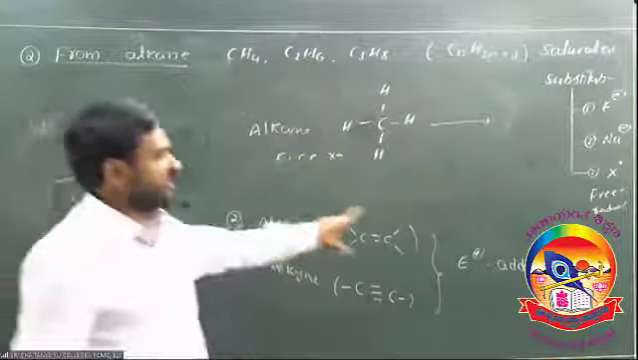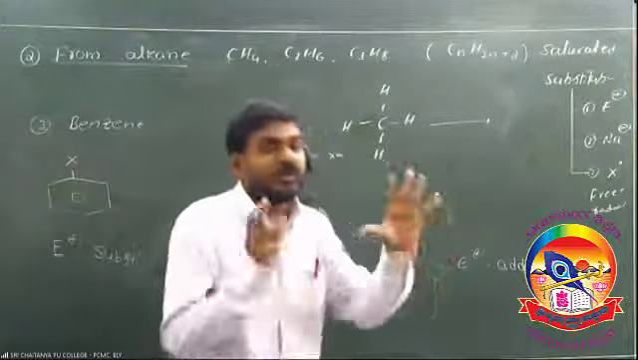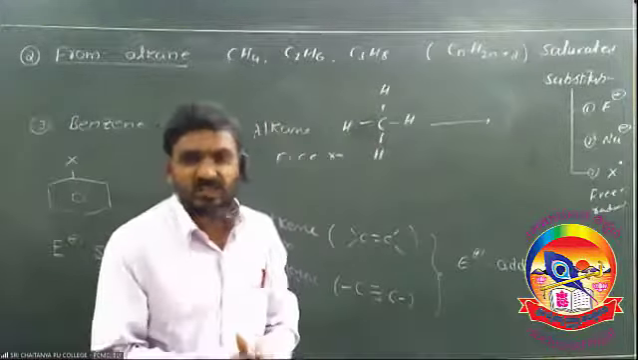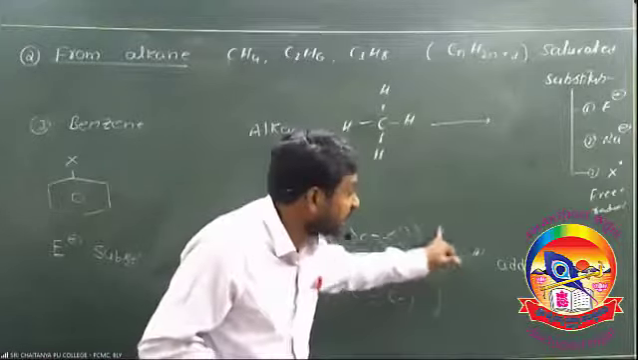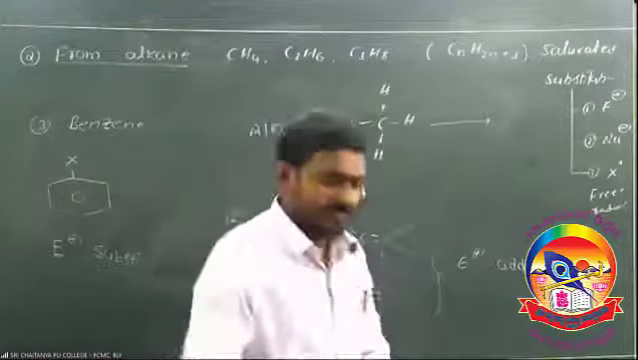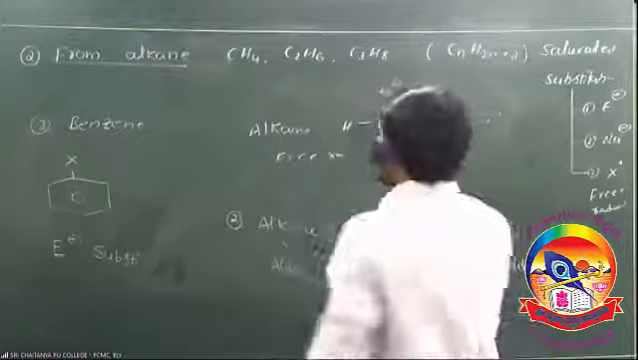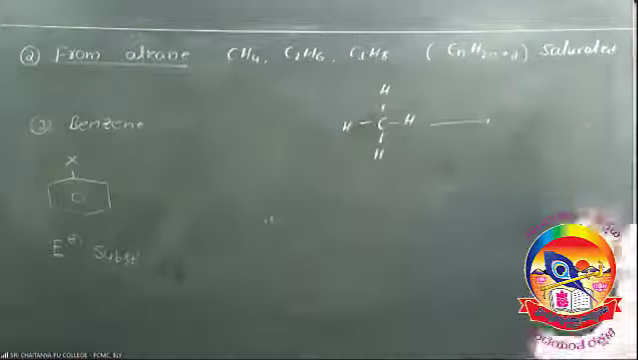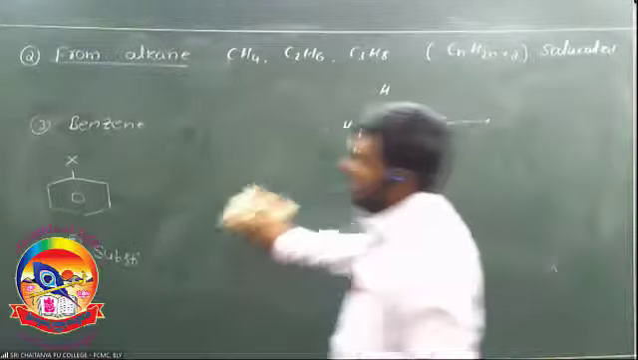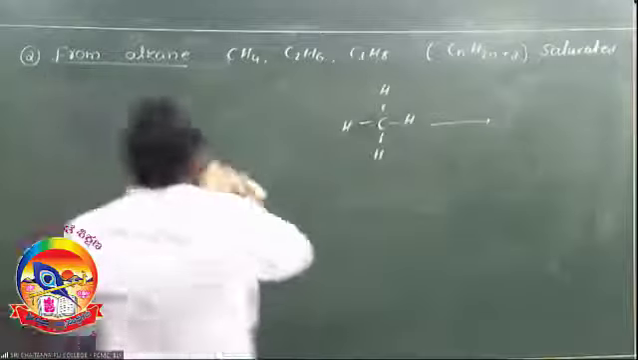Next, in alkenes and alkynes, the unsaturated hydrocarbons, the characteristic reaction is electrophilic addition, meaning the first attacking species is an electrophile. And alkanes undergo substitution reactions, specifically free radical substitution.